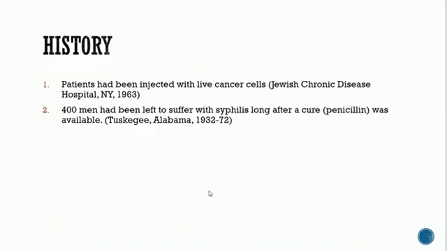The idea of research ethics, of course, comes from history. In the past, we had several recorded unethical practices. Research ethics actually stem from scientific studies in science, such as biology or the medical field. For example, in 1963, we had patients who had been injected with live cancer cells. And then in Alabama, we had 400 men who had been left to suffer with syphilis long after the cure, that is penicillin, was available.